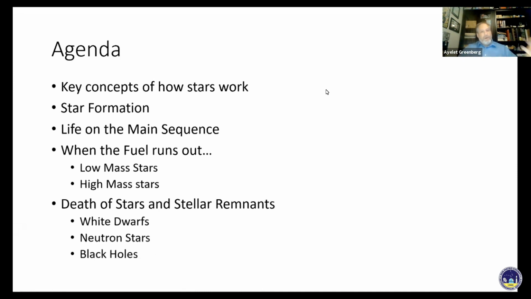So we'll start with the birth or the formation of stars, go through life on the main sequence, a concept that we will explain, where stars spend most of their life, and then we'll discuss what happens when they run out of fuel. And you'll see that we diverge when we're dealing with low mass stars and high mass stars. And we'll talk about what happens after they die. What are the remnants that they leave behind in the form of white dwarfs, neutron stars, and black holes?